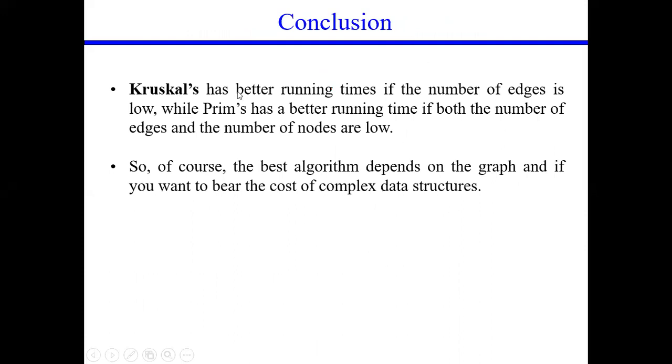So, conclusion. Kruskal has better running time if the number of edges is low, while Prim's has a better running time if both the number of edges and the number of nodes are low. So, of course, the best algorithm depends on the graph, and if you want to bear the cost of the complexity of the data structure.